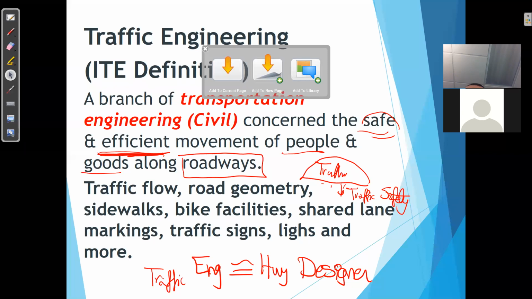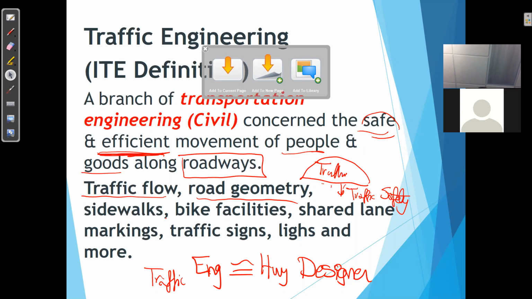So we deal mainly with traffic flow. We sometimes deal with road geometry with the highway designer. And as we move people and other goods, we deal with sidewalks, bike facilities, shared lane markings, traffic signs, lights, and more. So we deal with everything related to cars on the road to improve safety and reduce congestion.